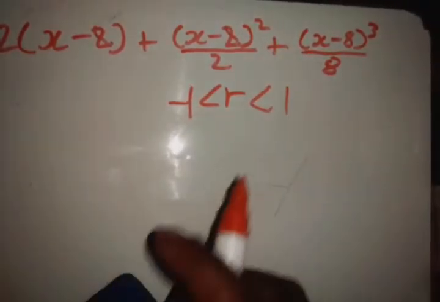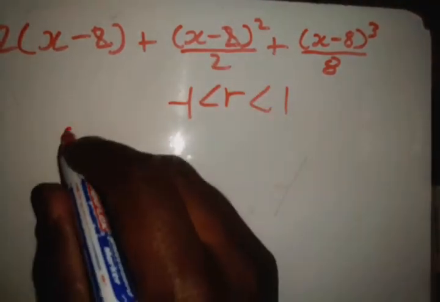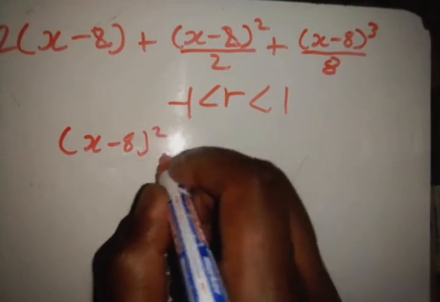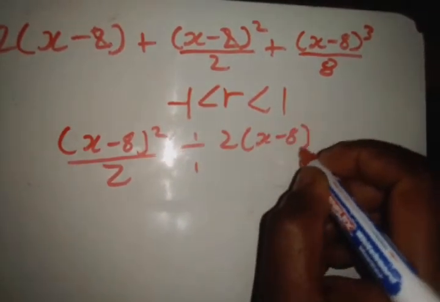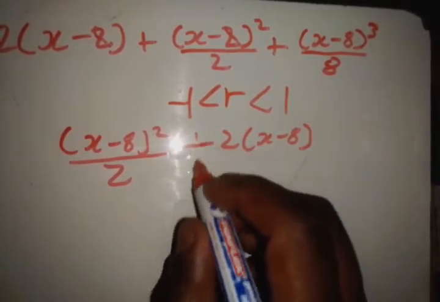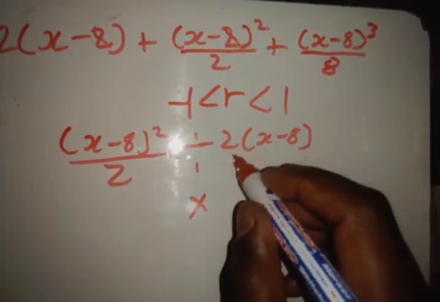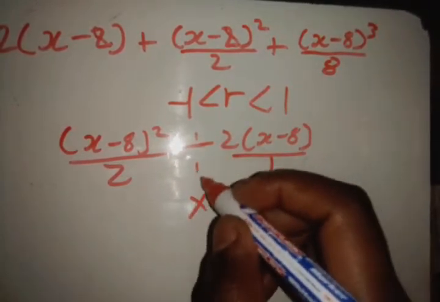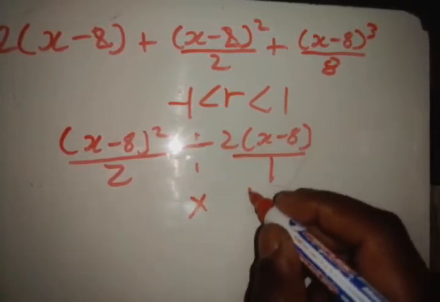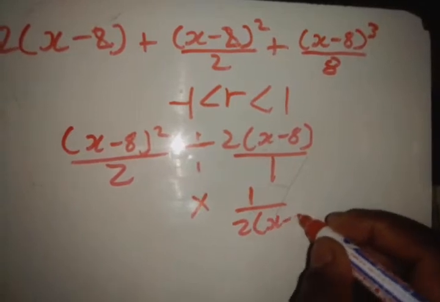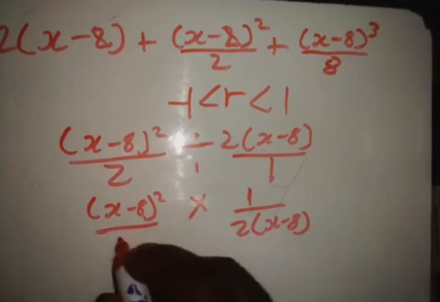So what we have to do here is find the common ratio. We'll find the common ratio by saying this divided by this. So we'll say x minus 8 squared over 2 divided by 2 into x minus 8, right? When we divide fractions, we change division into multiplication, and this is the same as over 1, right? So according to the rules of fractions, when we divide, we change to multiplication and we switch the second one, so it becomes 1 over 2x minus 8. So then this becomes x minus 8 squared over 2.